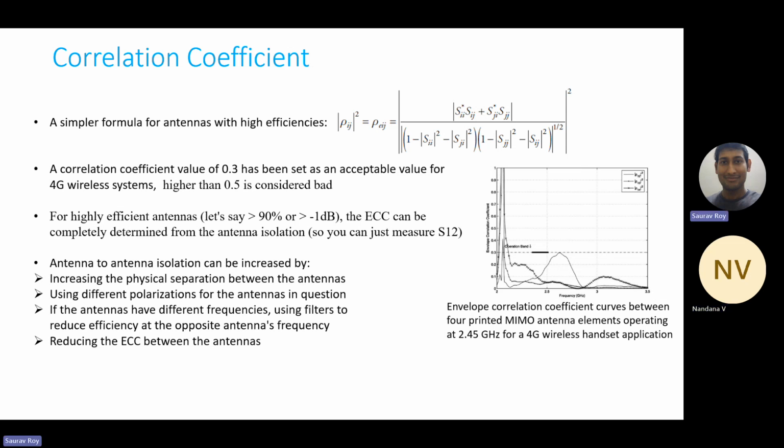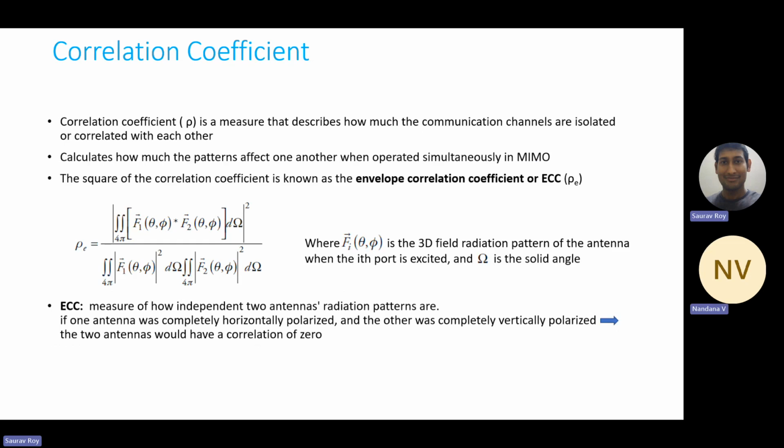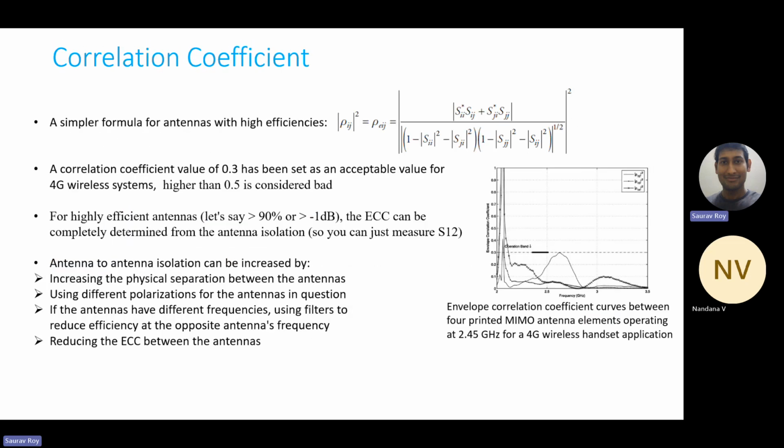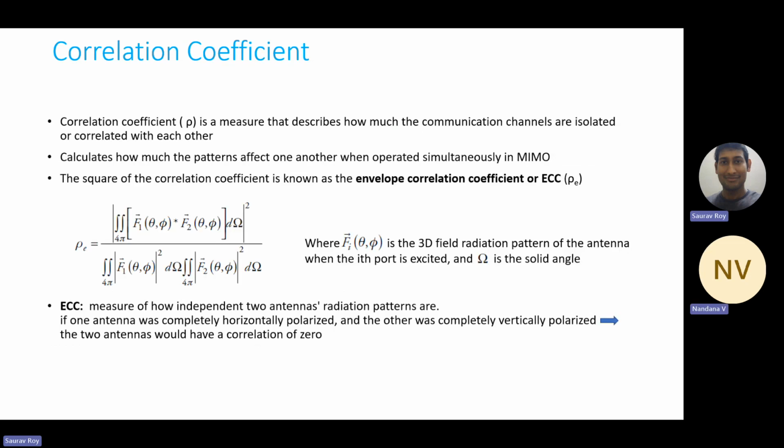Okay, so what is the solution? These are the problems and how to measure them, so we can quantify how much is the correlation and how much is the isolation. We need good isolation and good correlation for MIMO. So we can now quantify both of them. Good isolation we know in terms of S21, and good correlation you can measure either with an S parameter based formula or with a radiation pattern based formula.